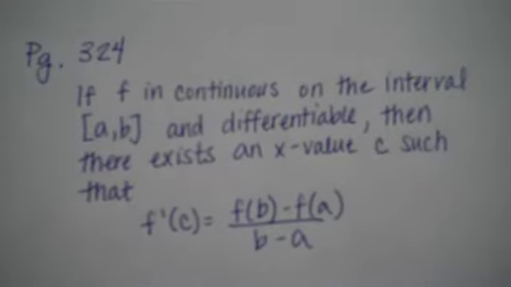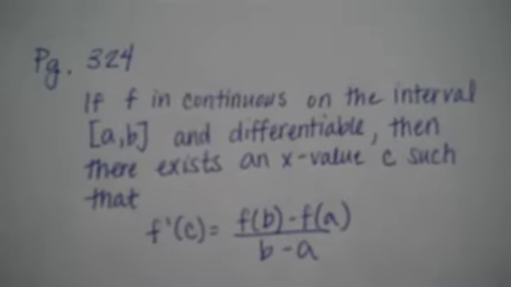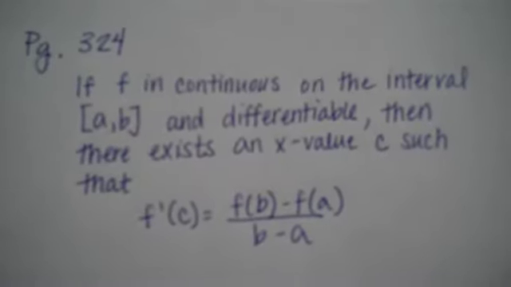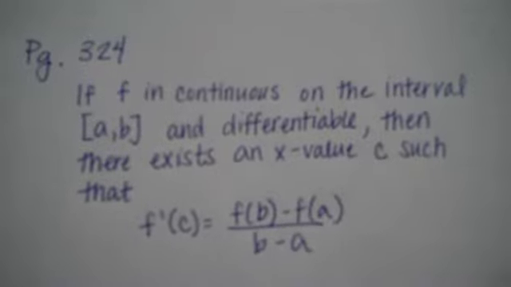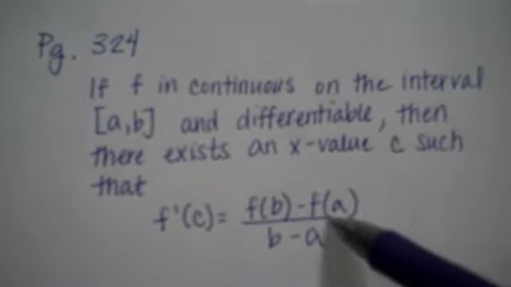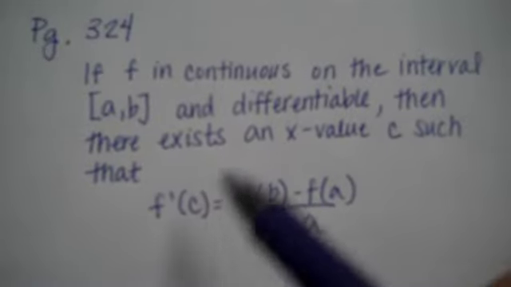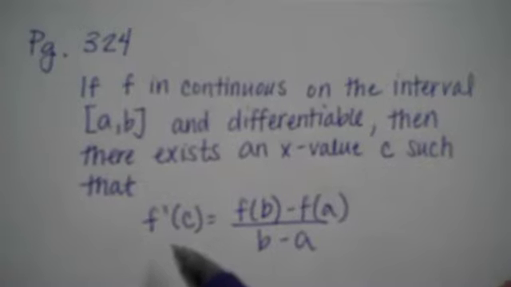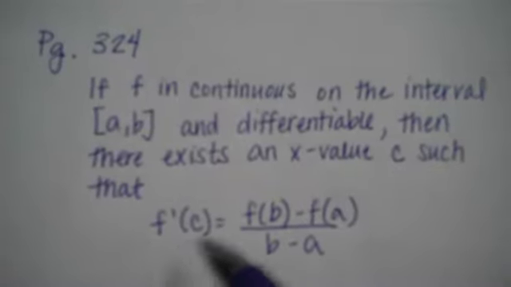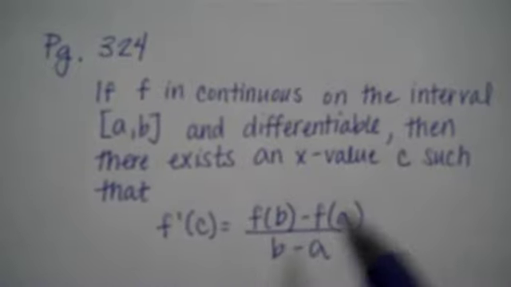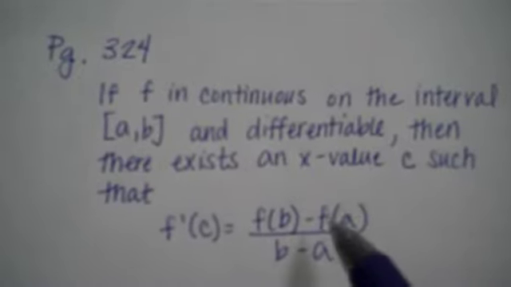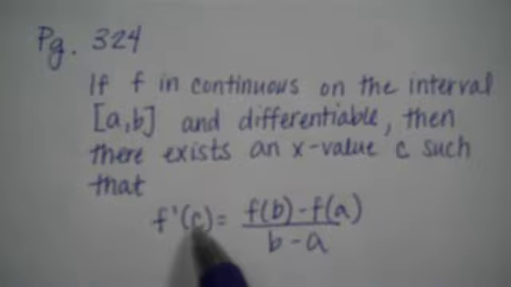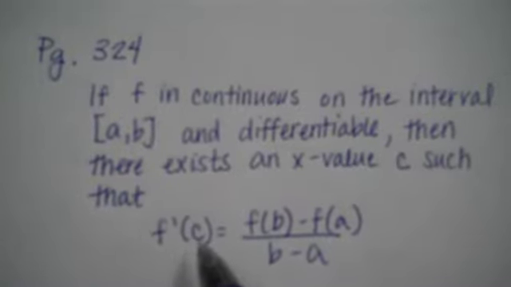That definition is on page 324 of your textbook. And once again, all it's saying is that if you're looking at an interval from a to b, and you draw a secant line or calculate the average rate of change between those two endpoints, then you should also be able to find a tangent somewhere on that interval that has that same slope. So the slope of the secant equals the slope of the tangent. And what value of x that is, that's up to us to calculate.